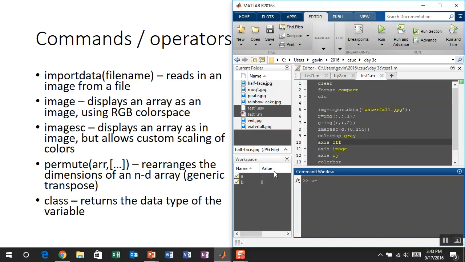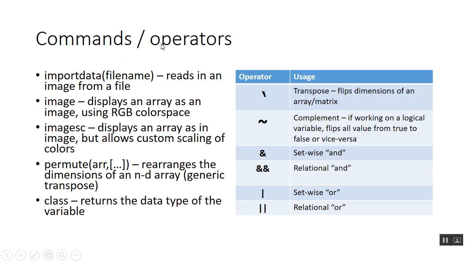C equals A and B. So this is saying if both A and B are true, then C will also be true. And since B was false, C is now false. So that's the relational and, but we would also like a set-wise or an element-wise and, that's the single ampersand.